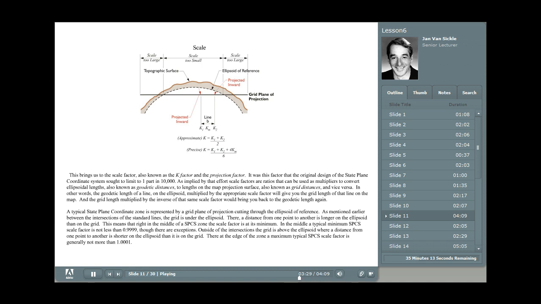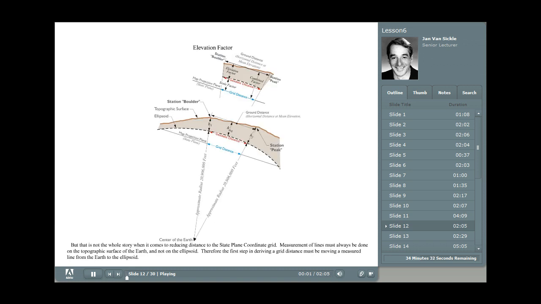Outside of the intersection, the grid's above the ellipsoid, where the distance from one point to another is shorter on the ellipsoid than it is on the grid. There, at the edge of the zone, a maximum typical state plane coordinate system scale factor is generally not more than 1.0001. Now these are the multipliers. These scale factors are the multipliers that one uses to move either from the ellipsoid to the state plane, that's the grid, or you can use the inverse to move from the state plane back to the ellipsoid. Scale factors are for the reduction of lengths.